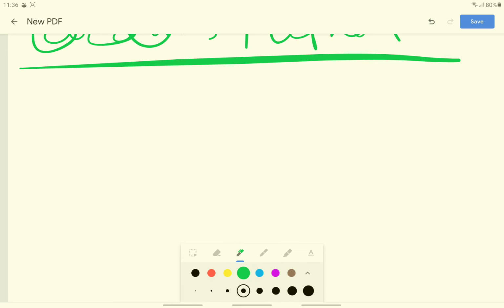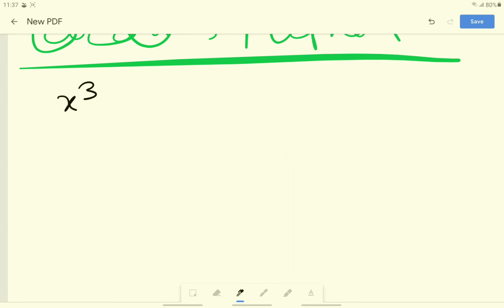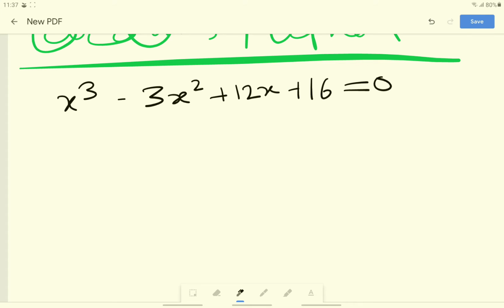So for a general equation, let it be x cube minus 3x squared plus 12x plus 16 equals 0. So this is a cubic equation. We do not directly have a formula like the Sridharacharya formula for solving a cubic equation. So first we have to change it into a depressed cubic.